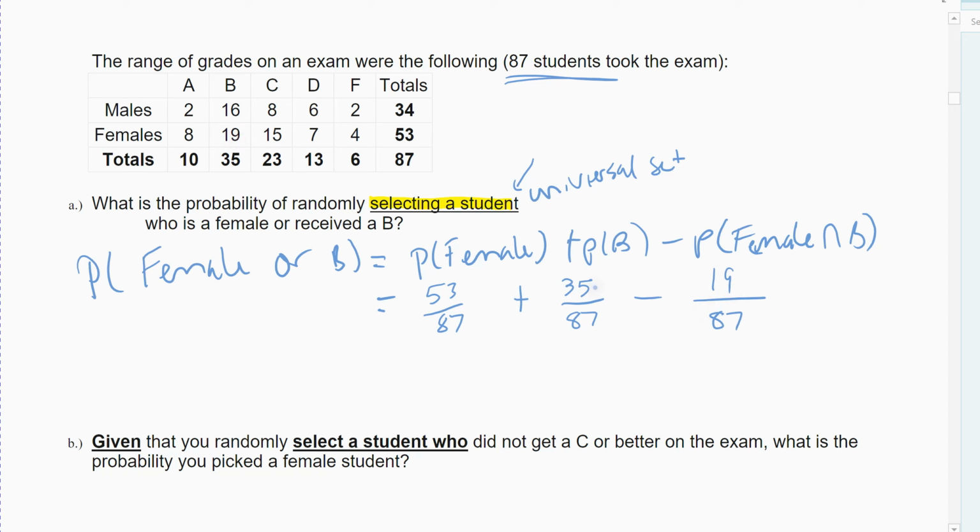Alright, so 53 plus 35 minus 19 comes out to 69 out of 87, so there are 69 female students or B students out of all of my students, my universal set. And then I find the decimal approximate, which is a 97% chance that if I'm picking out of my group of students, I'm going to get a female or a B. Right, so universal case, basic case.